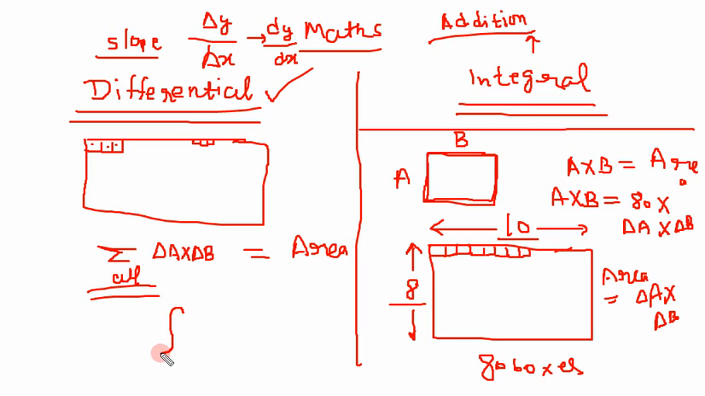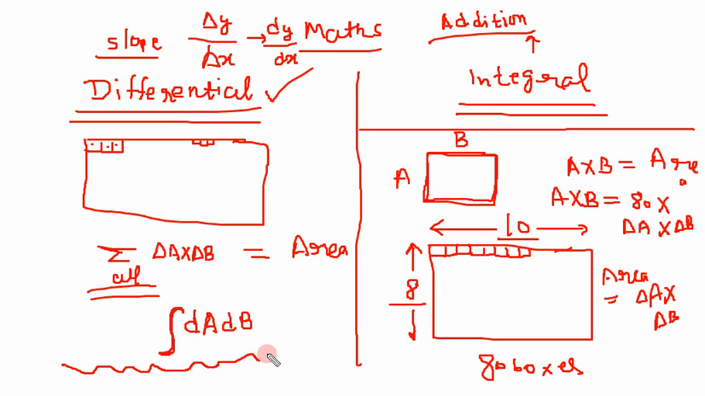So we can write something like this. This delta will change to d, so dA, dB. This symbol is called integral. Now let us see for a line.